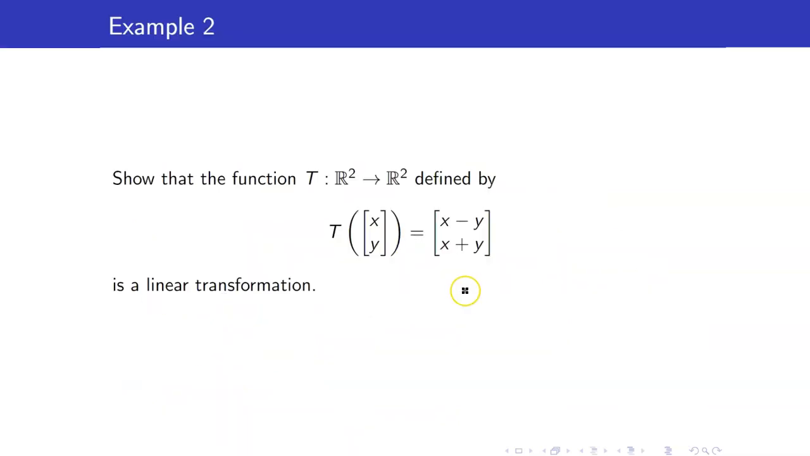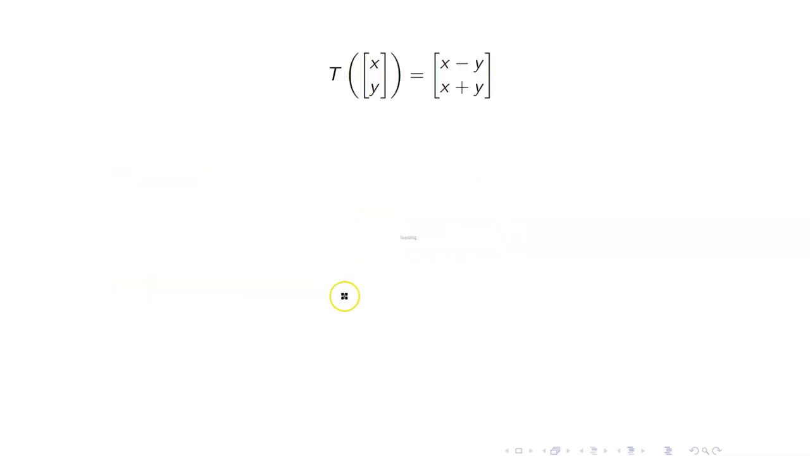Here's another example. Again, it's a function from R2 to R2. What does this function do? What it does is that it gets the difference of the first coordinate minus the second coordinate, and then for the second coordinate, it adds the two coordinates. Let us verify the first property.